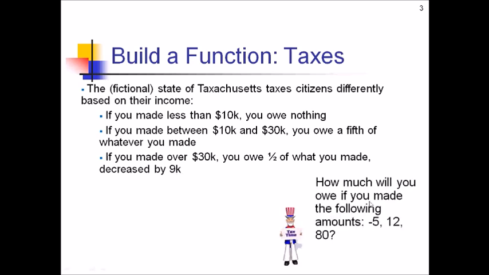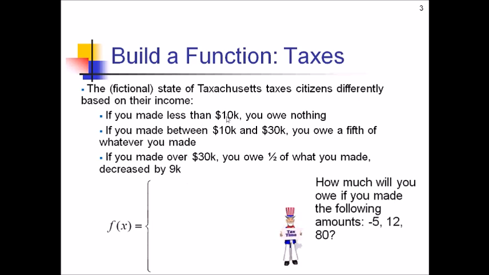So we want to know how much you'll owe if you made the following amounts: negative $5,000, $12,000, and $80,000. And we're going to build a piecewise function based on the rules that they gave us up here. So for piecewise functions, we typically have a big bracket here to let people know that all of this stuff is part of the same function. Now let's make a rule for each of these three cases.